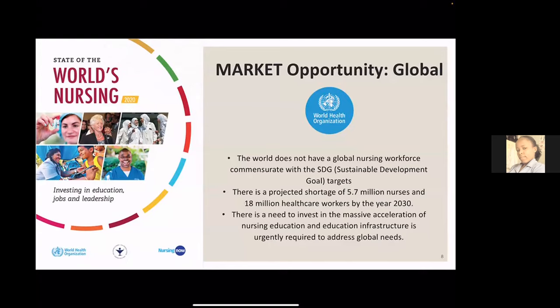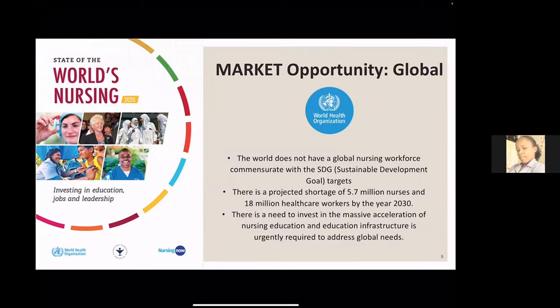Well, earlier last year, at the very beginning of the pandemic, the World Health Organization put out a report, the first of its kind that the World Health Organization had ever done, and that was the State of the World's Nursing 2020. This was the largest study on the condition of nursing done to date. It's a 144-page report. It's free to read. You can go to the World Health Organization website and download it for free. But the summary of it is that basically the world does not have enough nurses commensurate with the sustainable development goal targets. And that by 2030, 10 years from now, there is projected to be a 5.7 million nurse shortage and 18 million healthcare worker shortage. And all of these numbers were calculated at the very beginning of the pandemic. So imagine how they might have even changed a little bit as the pandemic has gone on.